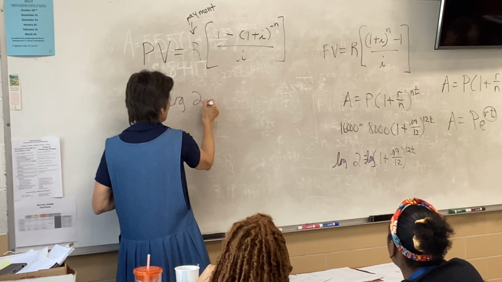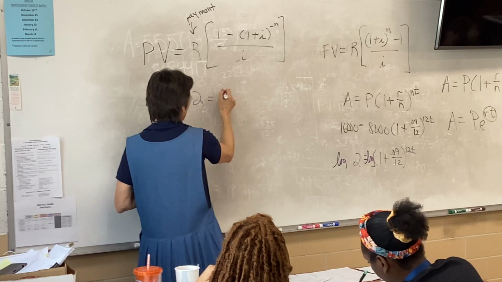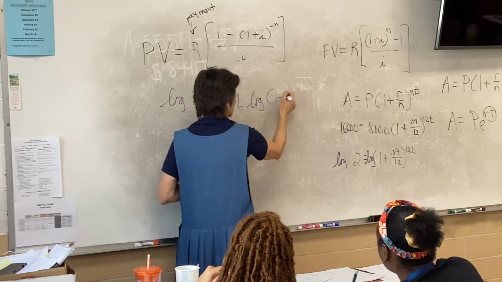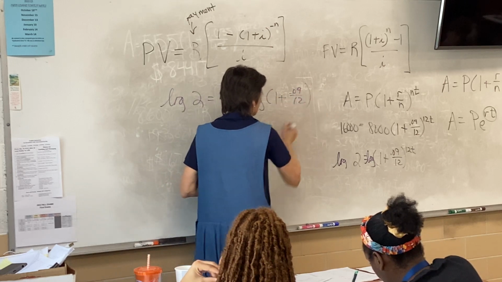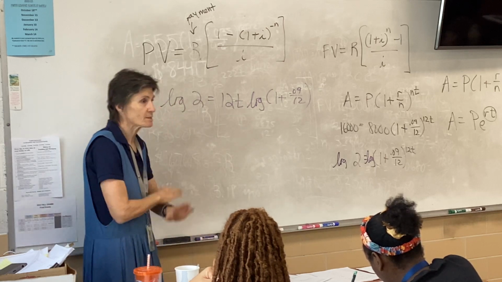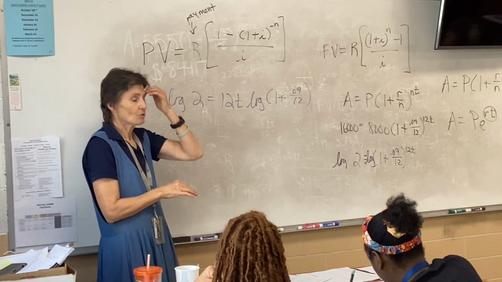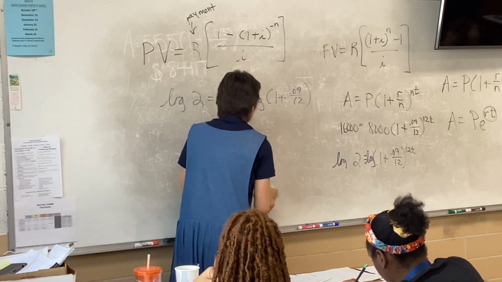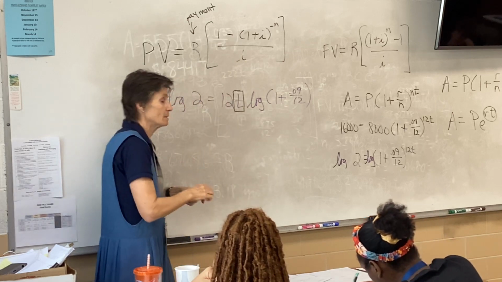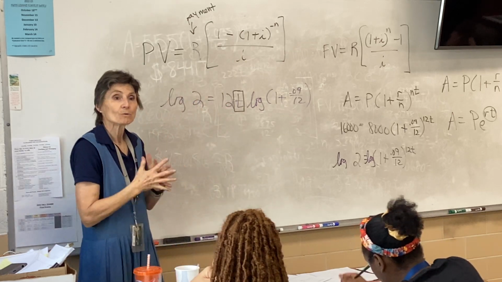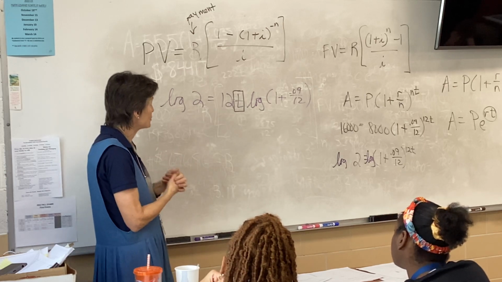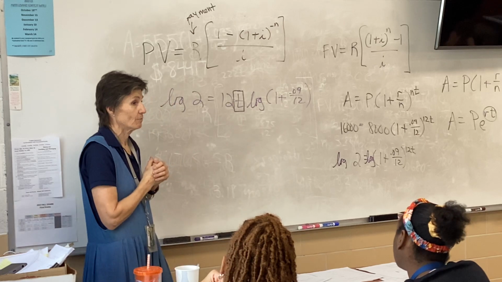So log 2 equals 12t, log that parentheses. Now before you start typing away, your job is to get t by itself. So how are you going to do that? What math are you going to need to do to get t all by itself?